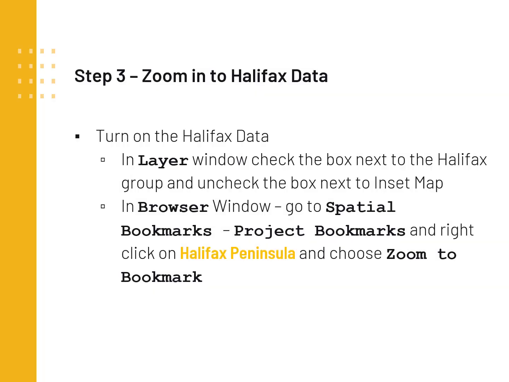So now we're going to return to the Halifax data because ultimately we're looking for a hotel in Halifax. So how do I do this? I need to turn the Halifax data on. In the layers window, you're going to check the box that's next to the Halifax group and uncheck the box next to the inset map group.